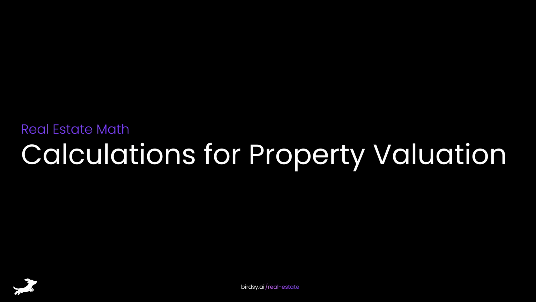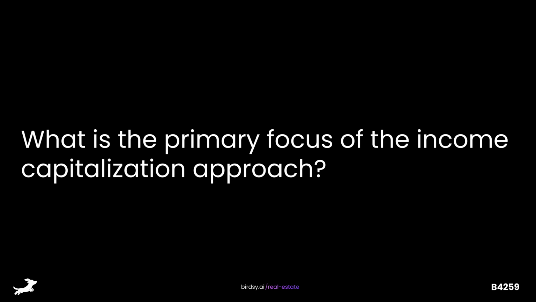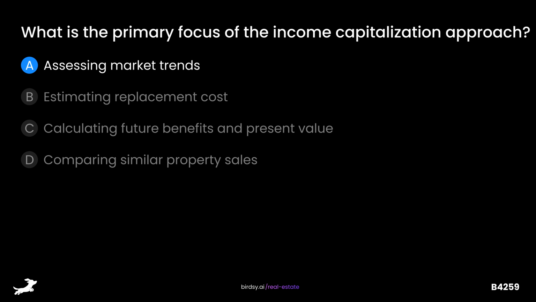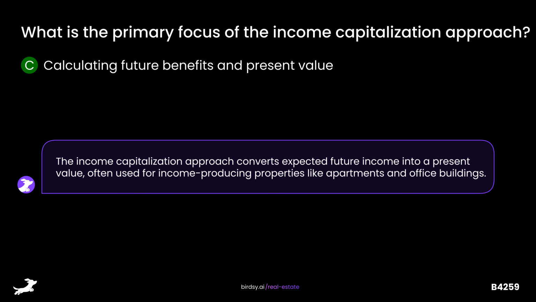Calculations for property valuation. What is the primary focus of the income capitalization approach? Is it A, assessing market trends, B, estimating replacement cost, C, calculating future benefits and present value, or D, comparing similar property sales? The answer is C, calculating future benefits and present value. The income capitalization approach converts expected future income into a present value, often used for income-producing properties like apartments and office buildings.